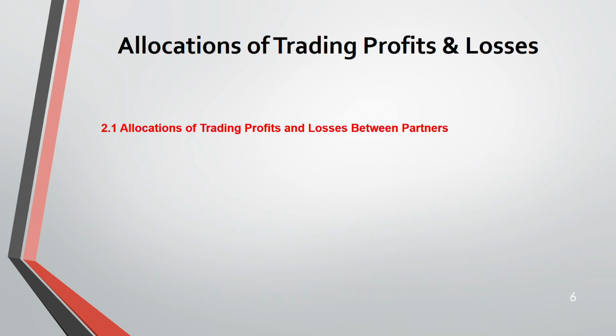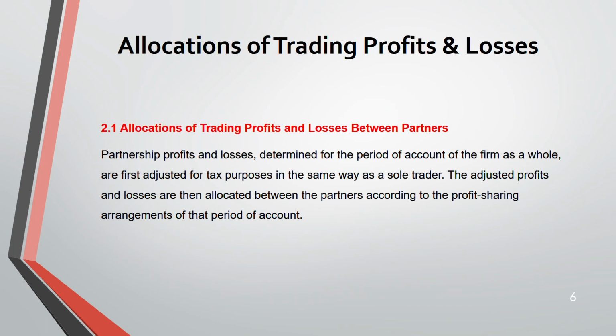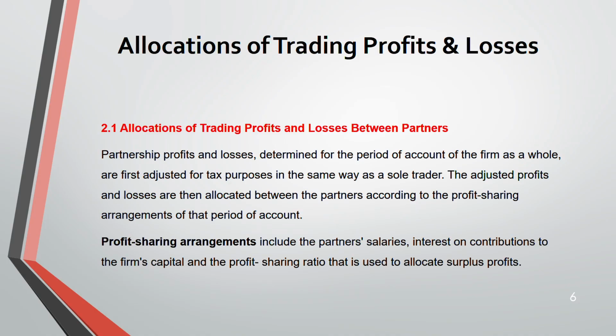Now, allocation. Remember the profit is adjusted for tax in the same way as for a sole trader. The adjusted profit or loss will then be allocated among the partners according to the PSR, profit sharing ratio, for that period of account. So this will include partner's salary, interest on contributions to the firm's capital, and the profit sharing ratio that is used to allocate the surplus profit.